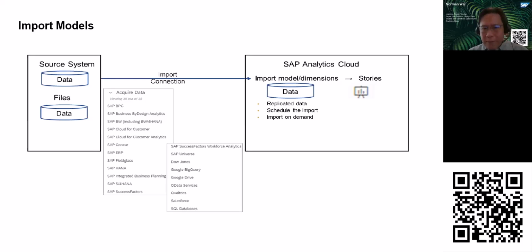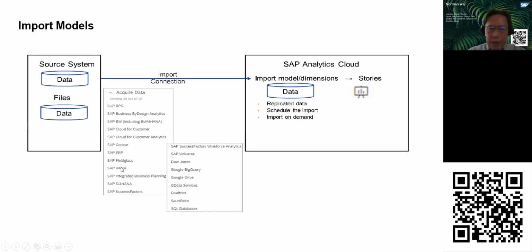Okay, so once you import, once you create a model against imported data, you could also schedule the data to refresh, and you also have on-demand refresh capabilities. Okay, so this is how we get data into SAC. And once you have the import models, you could build a story on top of it. Okay, and then when you look at stories, it gives you valuable information, analytical data, to help you make better decisions within your organizations.